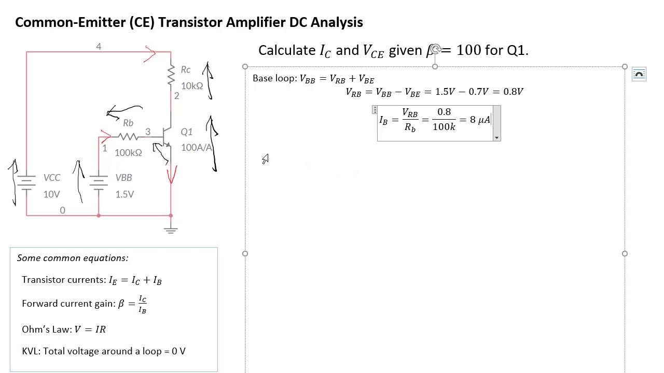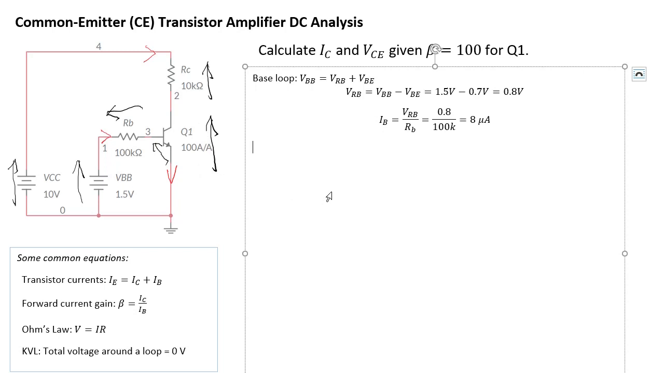What else do we need? We need to work out what VCE is. We need to know the voltage up there, because VCC is 10 volts. The whole node from here all the way down to ground is going to be 10 volts. It's quite easy to work out as long as we know what IC is. If we know IC, then we'll know VRC through Ohm's law, and once we know VRC, we can figure out VCE.